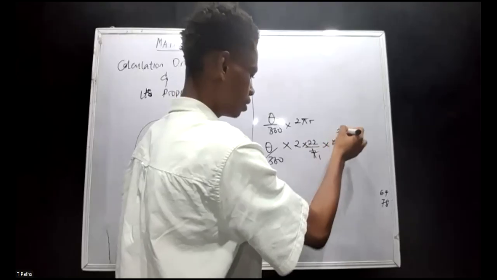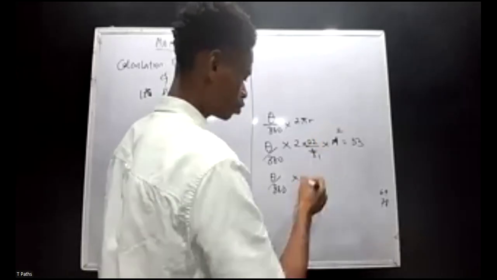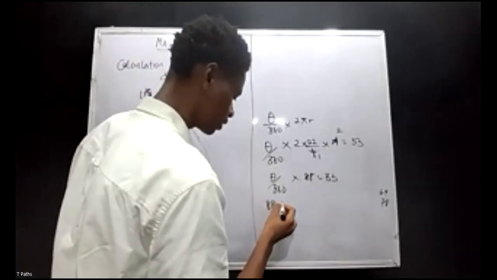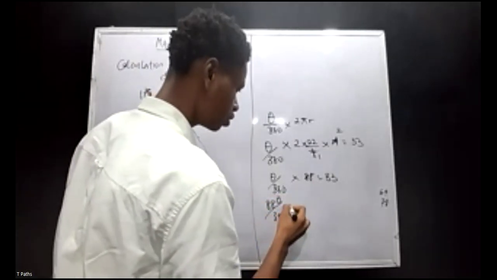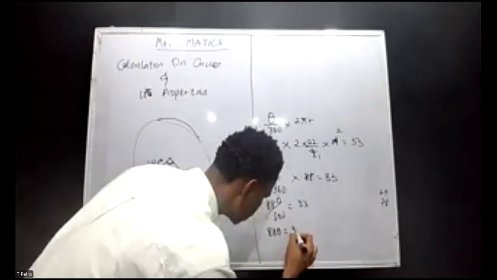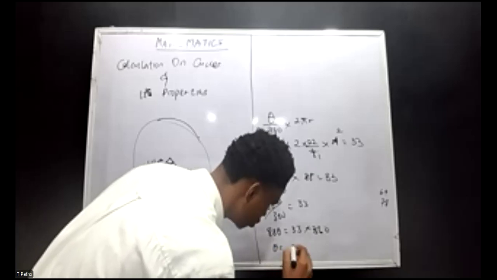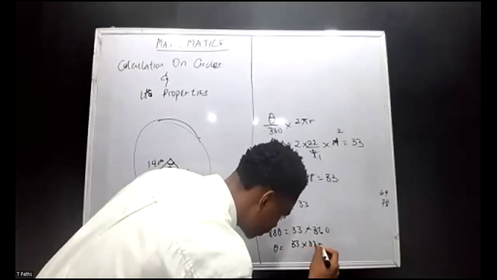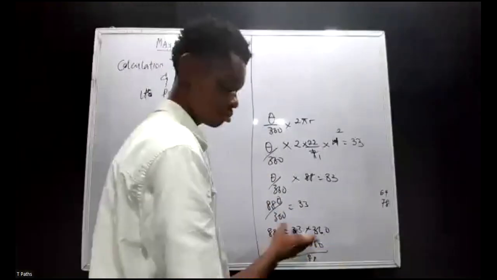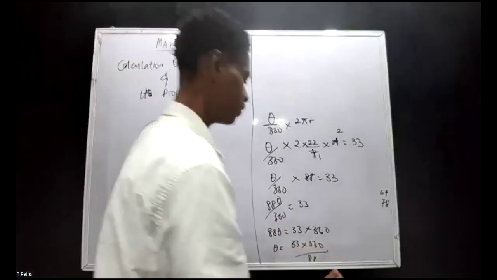I have theta over 360 times 2 times 22, 44 times 2, 88 is equal to 33. So I have 88 theta over 360 is equal to 33. So I can cross multiply to have 88 theta is equal to 33 times 360. And then theta is equal to 33 times 360 divided by 88. So I'm going to do my division by arithmetic, multiplication and division to get your answer.